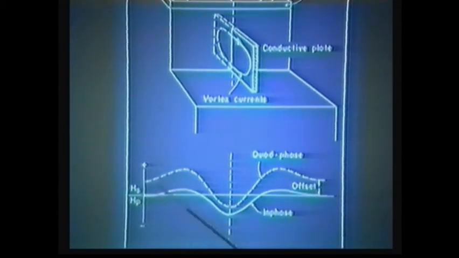The quadrature phase component looks much the same, in this case with somewhat larger peak-to-peak amplitude, but it's also offset, because the quadrature component is more sensitive to the conductivity of the ground. In this case the ground, or the overburden, is conductive, and the quad phase response has been lifted up.